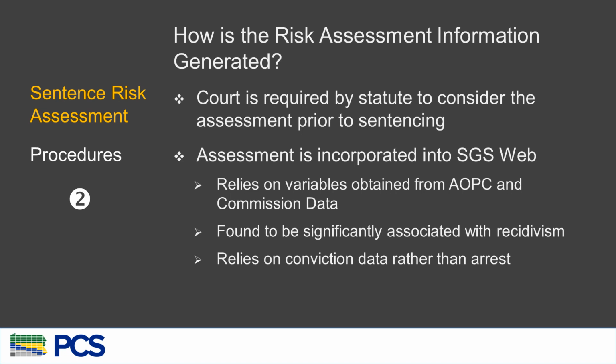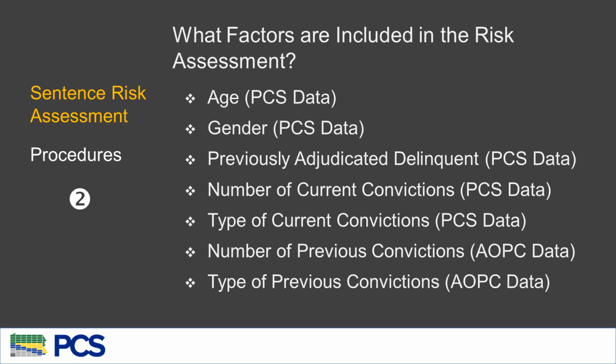This process relies on variables obtained from AOPC and Commission data found to be significantly associated with recidivism. Because of concerns raised during public hearings, the Commission relies on conviction data rather than arrest data. Listed on the screen are the 7 factors included in the sentence risk assessment and the associated application for which the data is obtained.